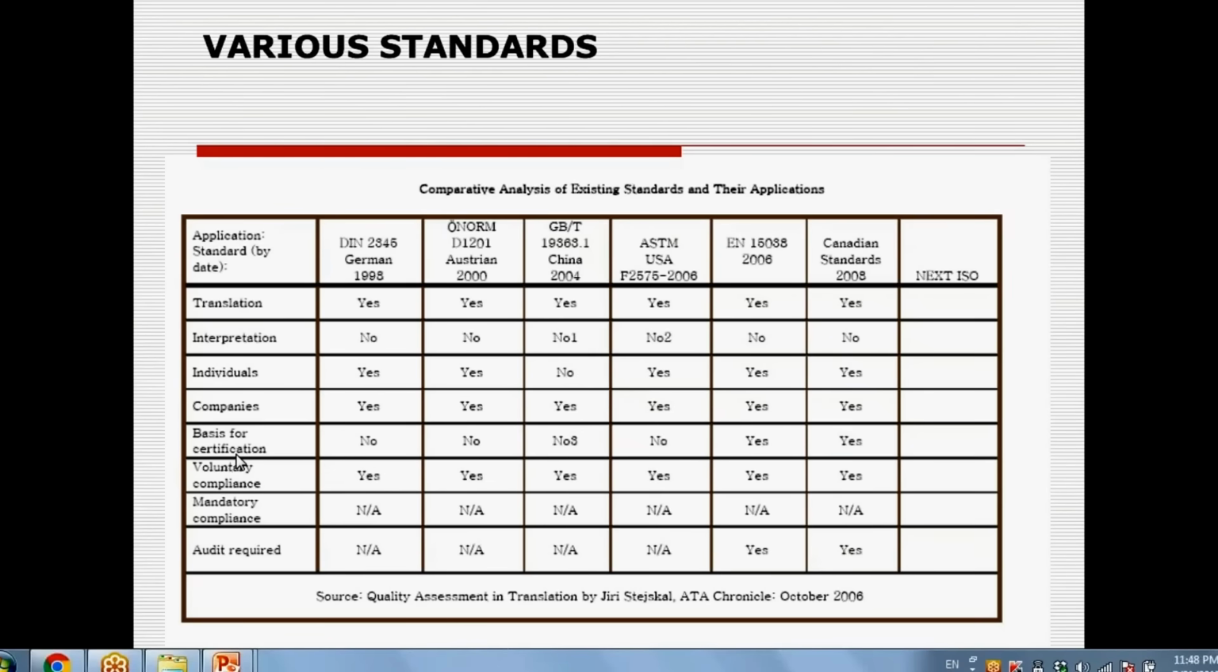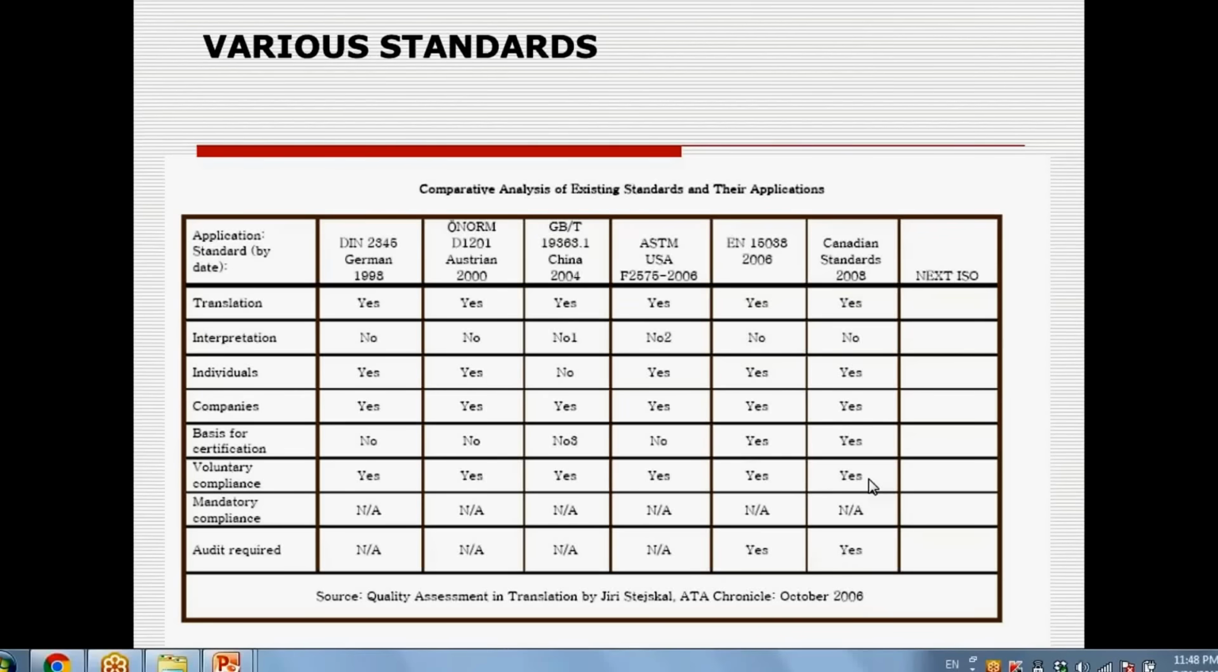Now the basis of certification: DIN, no, there is no basis, it was just a guideline. Austrian standards, no, it was just a guideline. Chinese standard, no, it was just a guideline. ASTM, no, it was just a guideline. But for the European Union, you need to be certified. For Canadian standards, you need to be certified. And all of them are there for voluntary compliance.